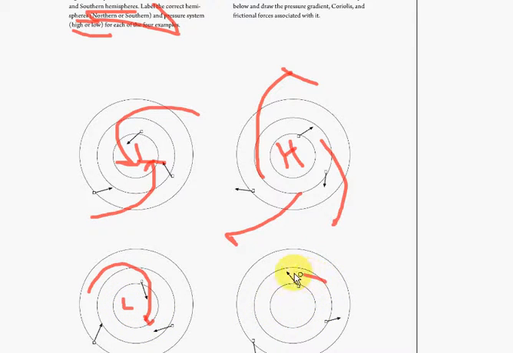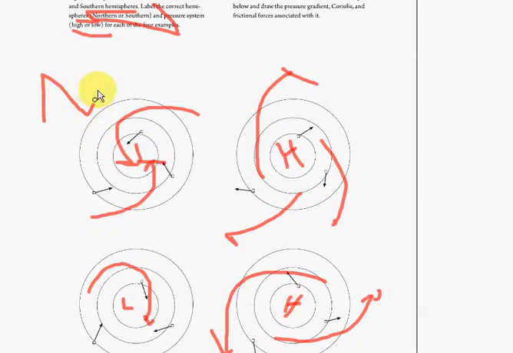Now, once they know whether they're a low or a high, they can use their knowledge about which way highs and lows rotate in which hemisphere to say, oh, these are winds spiraling in, it's a low pressure system, and they're rotating counterclockwise. That's the way cyclones work in the northern hemisphere. So this one is north. And so on all through this activity.